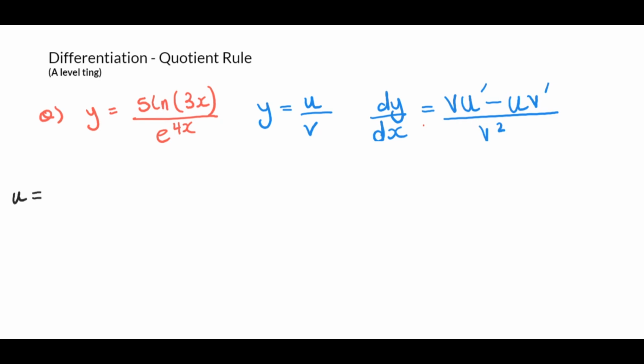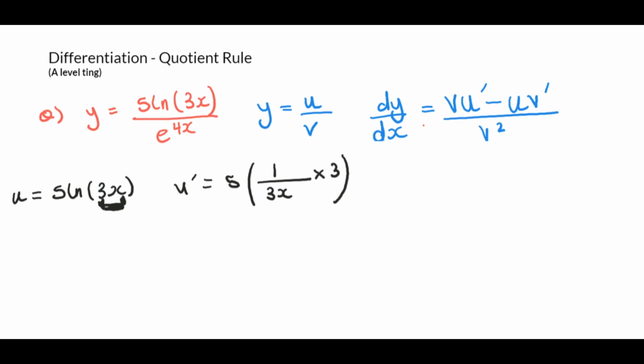My u is 5 ln 3x. Now, what you do is you just rewrite the outside. The multiplication doesn't do anything, so whenever you have a multiplication, you just put it there. And what you do now is 1 over the inside thing here, which is 3x. And then you times it by the derivative of the inside thing. So what happens when you differentiate 3x? 3. So I'm going to put 3 there. That's going to be 5 times 3, 15 over 3x. And 15 divided by 3x is 5x. So that's u dashed.